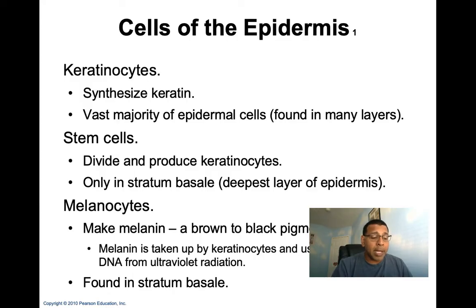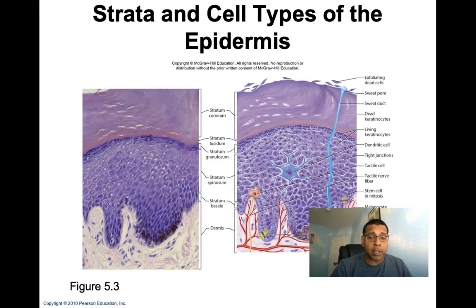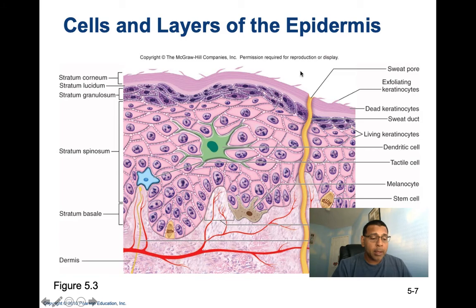Now, where do we find melanocytes? Melanocytes are going to be found in the deepest layer, the stratum basale. They're found in the deepest layer.